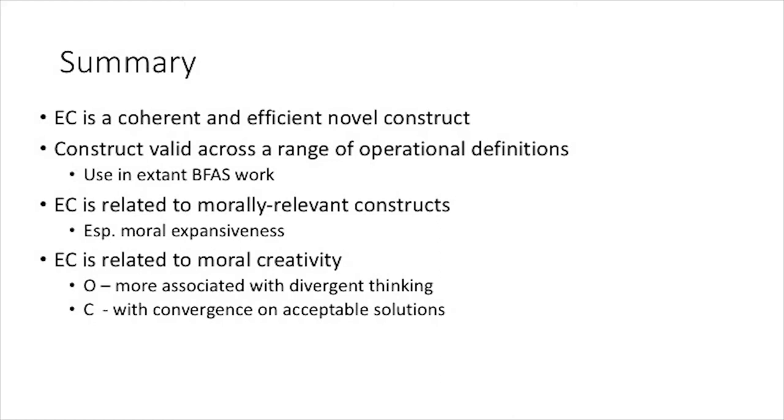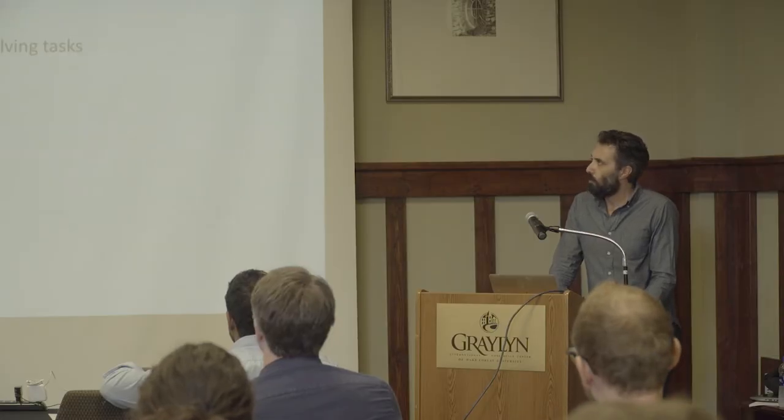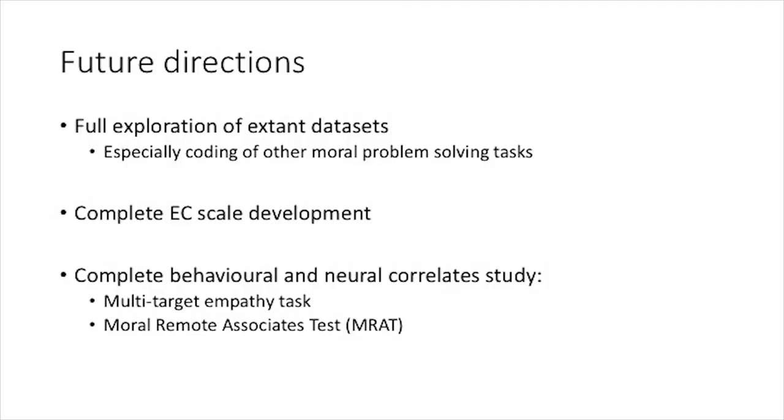We are developing our scale, of course. It's related to morally relevant constructs, as I said, especially moral expansiveness. And it plays, I think, an interesting, perhaps only small role in moral creativity, with that dissociation there: openness working with divergent and compassion for convergent. I'll just put my future directions up in case you want to ask about any of that.